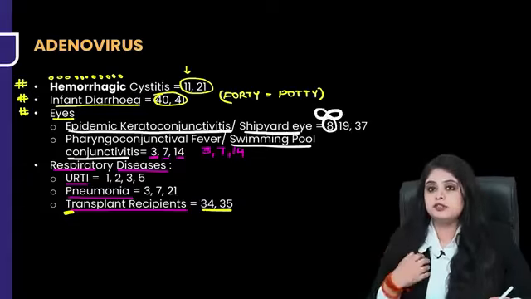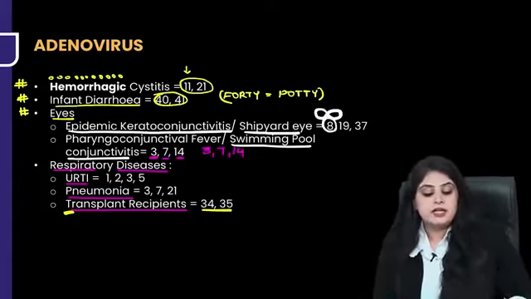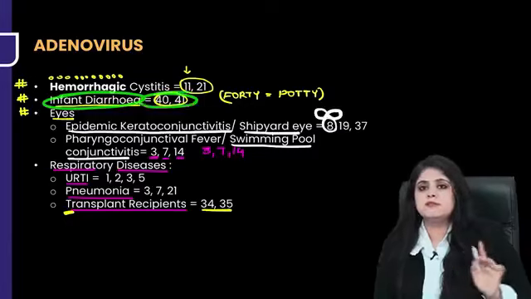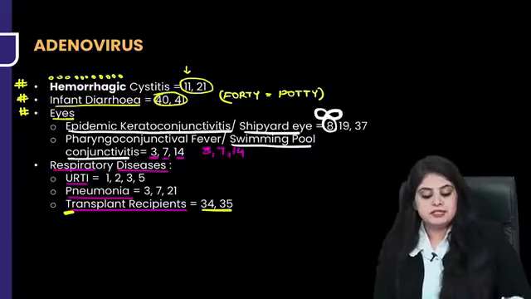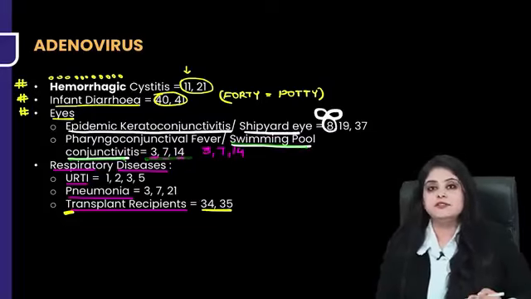Out of this, if you personally ask me what will come in the exam? Hemorrhagic cystitis, 11, number 11 will come. Infant diarrhea, 40, 40, 41, simple. These are the two most expected. After that, the two eyes. The shipyard eye looks like 8, so 8. And for swimming pool we have 3, 7, 14.